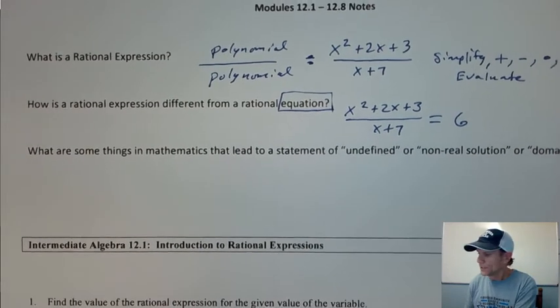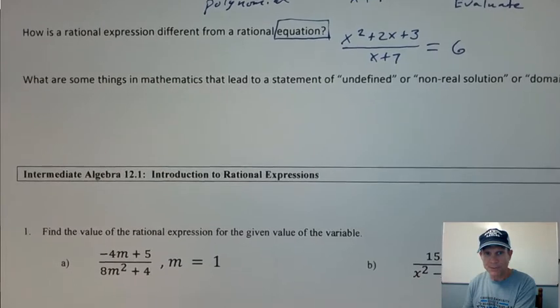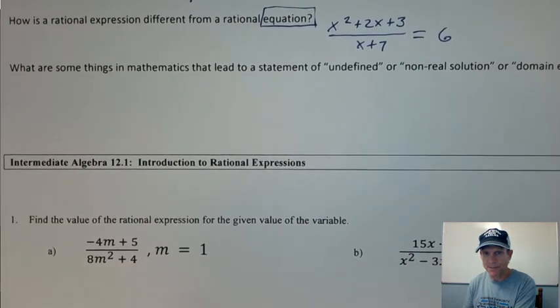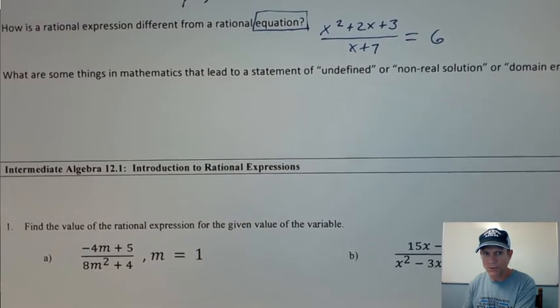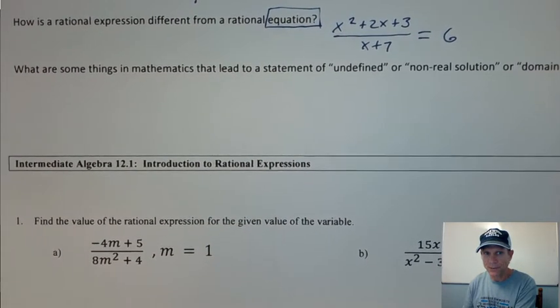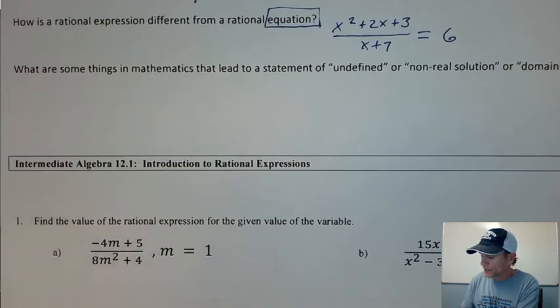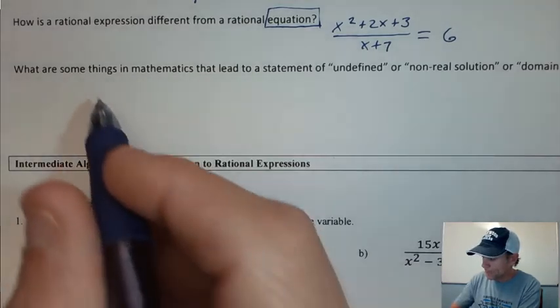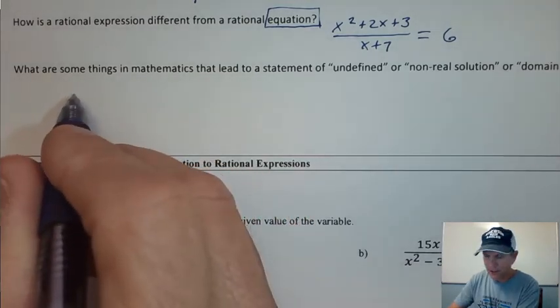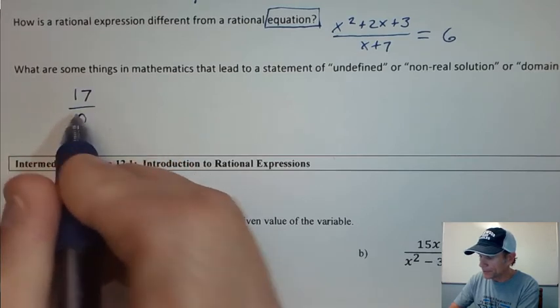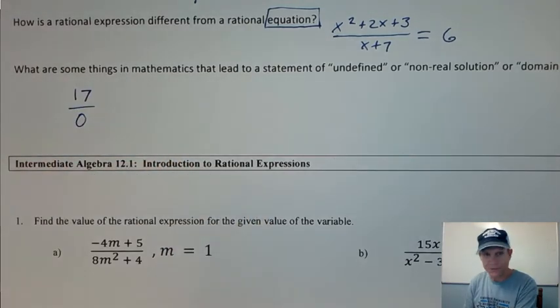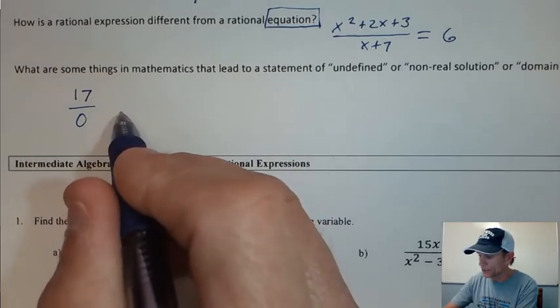And then what we'll do with those rational equations is we're going to solve those rational equations, okay? So what are some things in mathematics that lead to the statement of undefined or non-real solution or domain error, okay? Well, this is going to lead us into the topic of problem number 2 here in 12.1. But one thing that causes us to get an undefined result in mathematics is when we divide by 0. So division by 0 is one thing that can lead to an undefined answer.